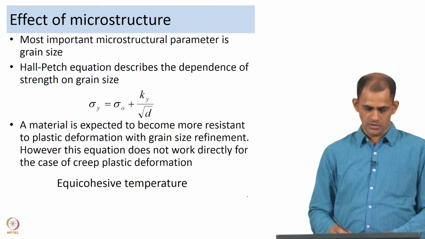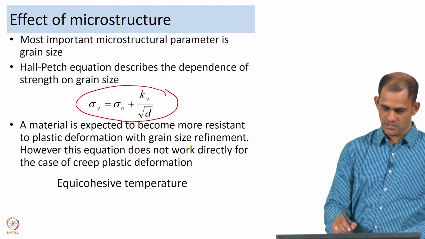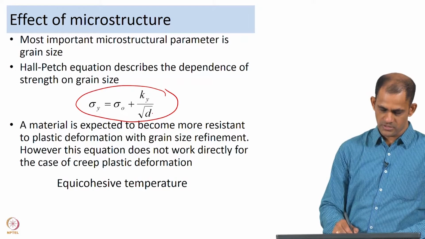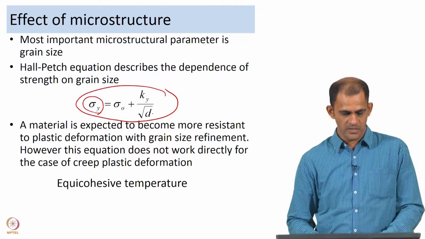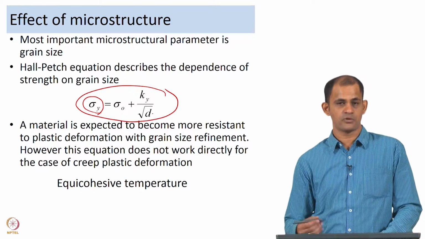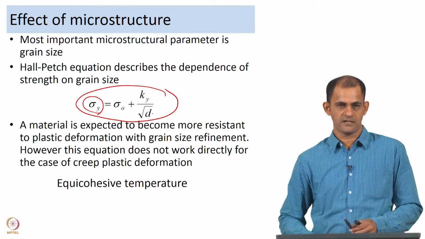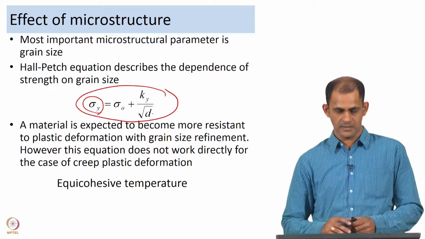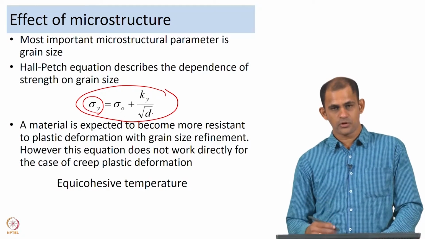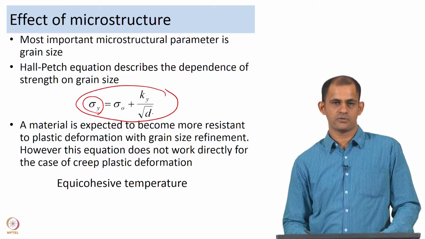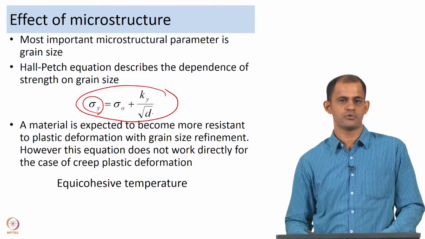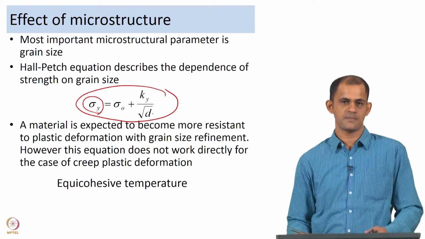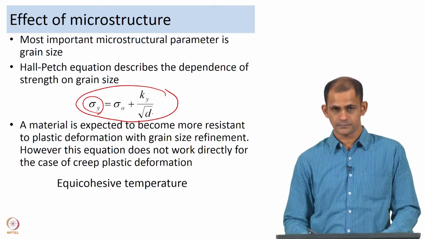So, this is the classic Hall-Petch equation. It tells us that as you reduce the grain size, the strength of the material increases, which means that the material becomes more resistant to plastic deformation with grain size refinement. So, if the material becomes stronger and more resistant to plastic deformation, then that would automatically mean that it should also be resistant to creep deformation, because creep is a type of plastic deformation.